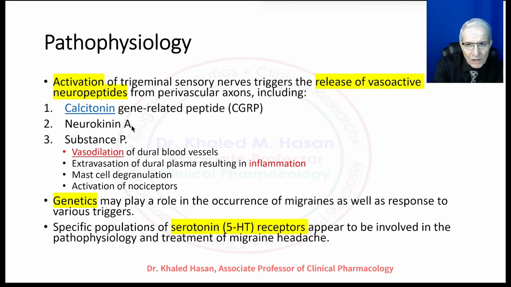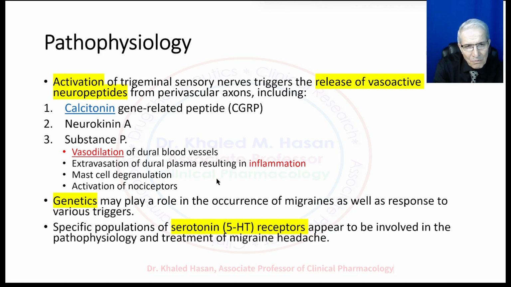Then we have neurokinin A. Then we have substance P. So we have several mediators, or neuropeptides, released from the trigeminal nerves. When these neuropeptides are released, they cause vasodilation in the brain blood vessels, and extravasation of the plasma, leading to inflammation. So number one, vasodilation of brain blood vessels. Number two, we have extravasation and inflammation.